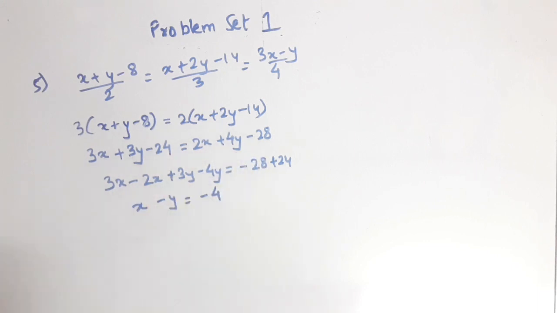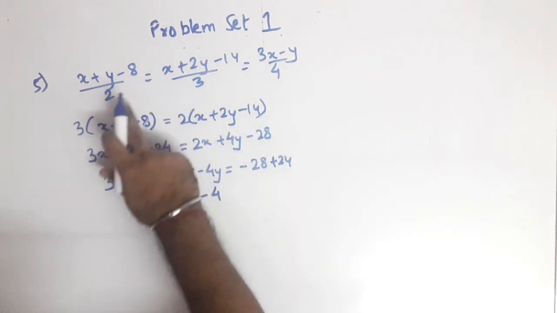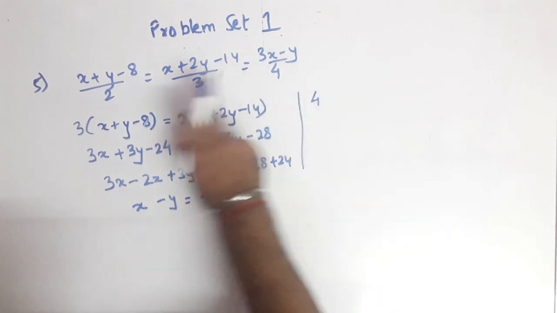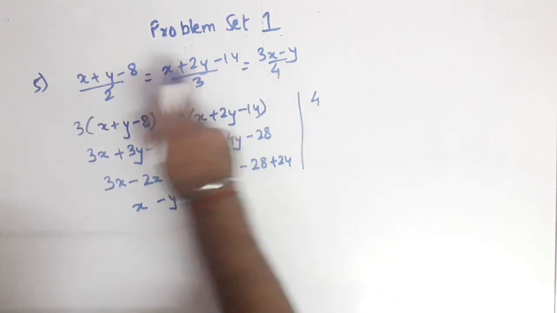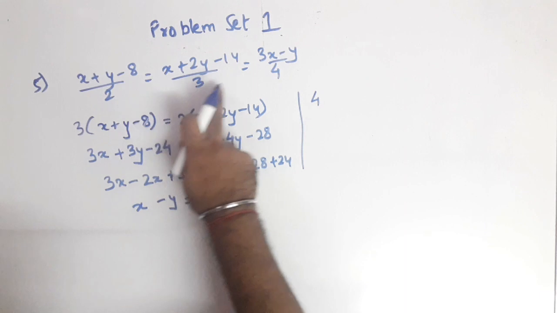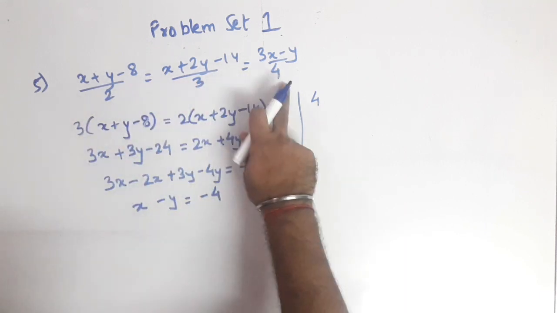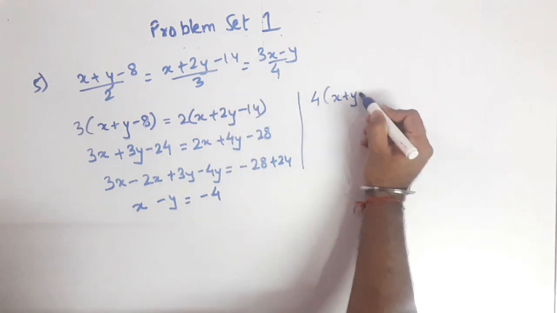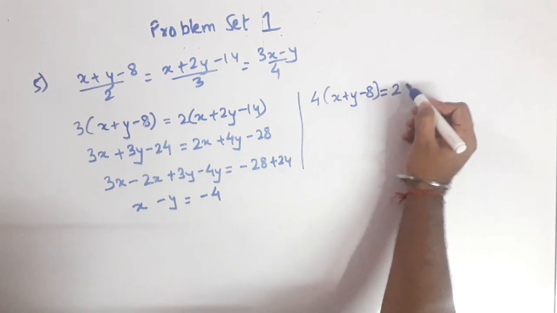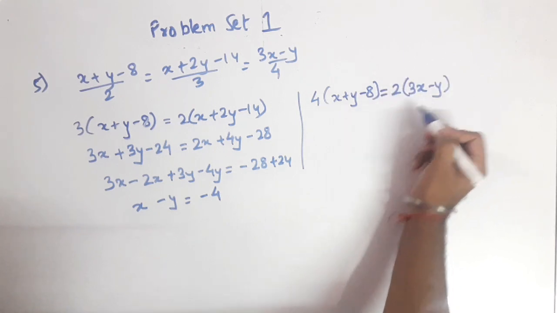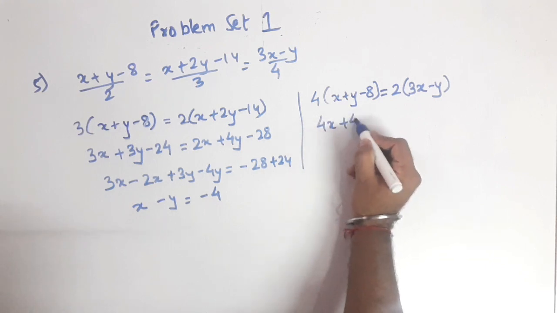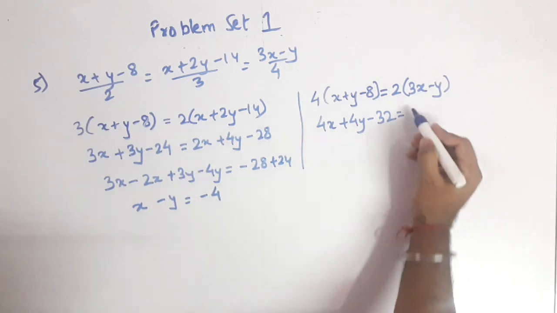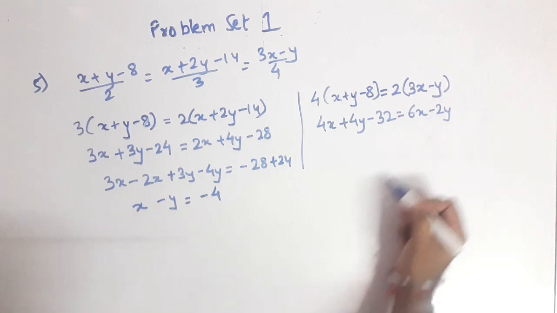Okay, as we got this, first and third I'll take. Okay, so if I cross multiply this 4 with straight away this one, because this is equal to this also. Okay, when I say A equals to B equals to C, that also means A equals to C. So I'll cross multiply this 4 bracket x plus y minus 8 equals to 2 bracket 3x minus y. 4x plus 4y minus 32. Okay, and this becomes 6x minus 2y.